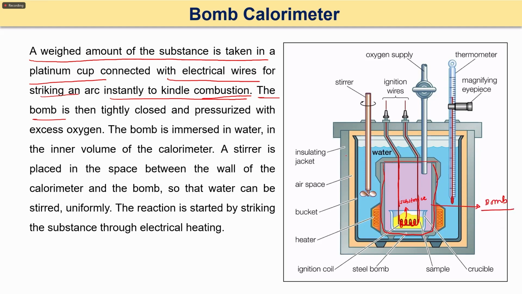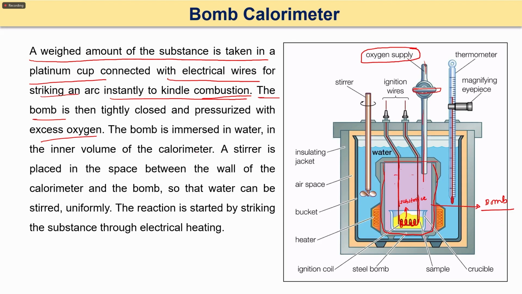It is then tightly closed and pressurized with excess oxygen. For the burning of the substance, you need oxygen. For the combustion, we need oxygen. So oxygen is supplied from here. This is the knob for oxygen supply. Once you move this knob in the clockwise direction, oxygen will be supplied from this and will go directly to your bomb. So now the combustion will start.